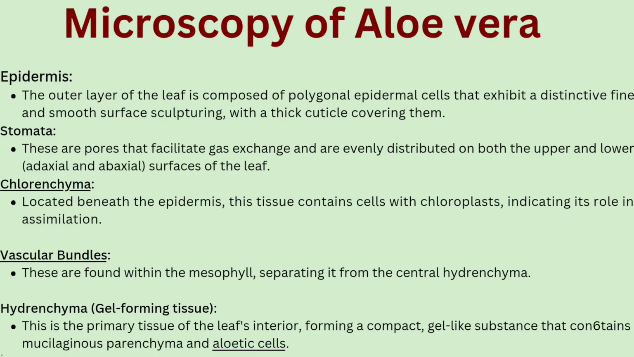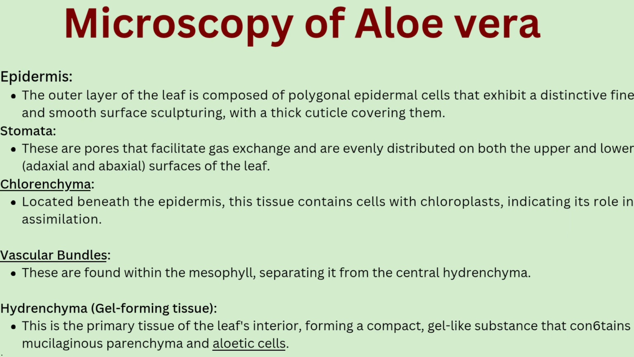Then, microscopy of aloe vera. Epidermis. The outer layer of the leaf is composed of polygonal epidermal cells that exhibit a distinctive fine and smooth surface clustering with a thick cuticle covering them. Then, stomata. These are pores that facilitate gas exchange and are evenly distributed on both the upper and lower surface of the leaf.